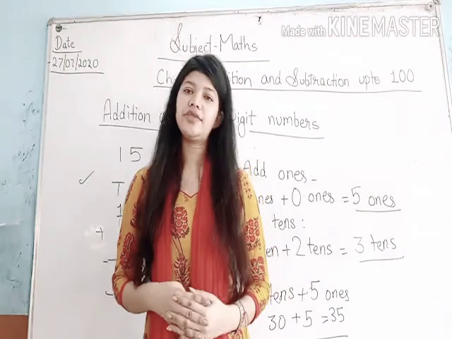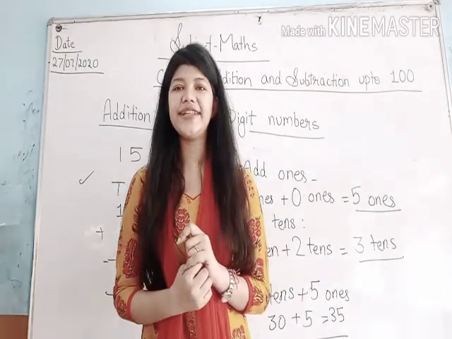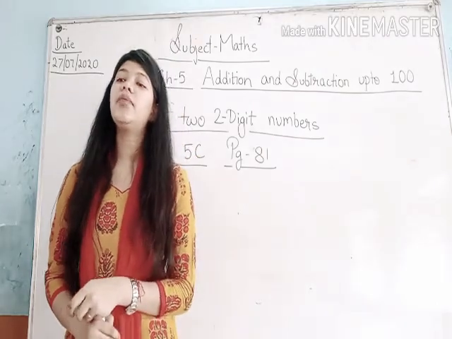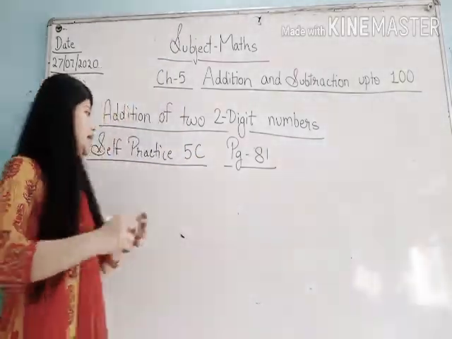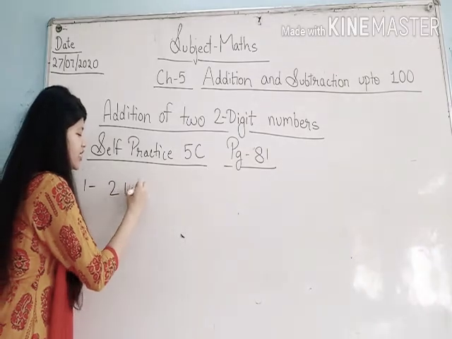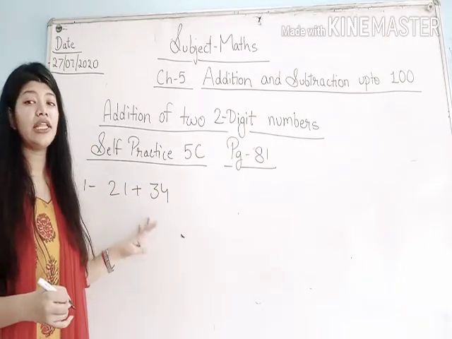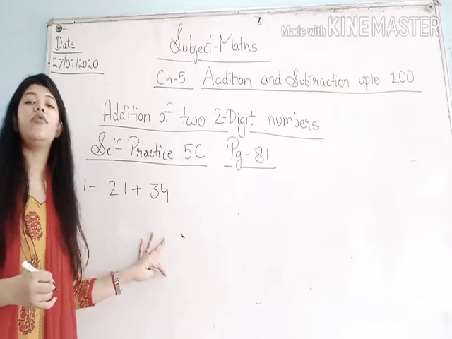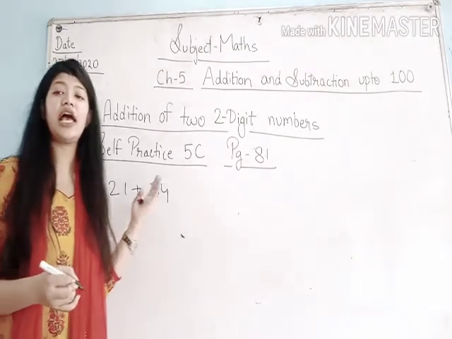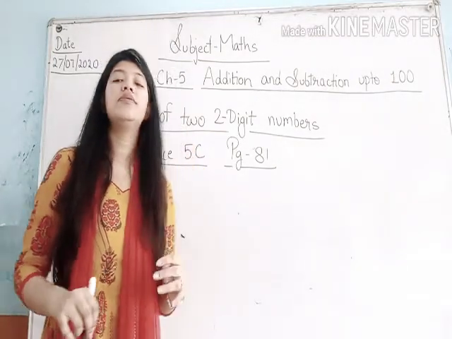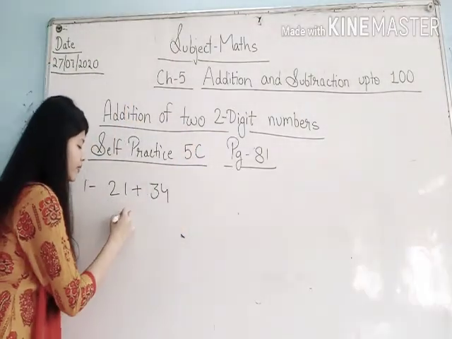Now students, let's come to the next exercise that is given on page number 81, Self-practice 5C. Please open that page. Let's see the first one: 21 plus 34. So let's add 21 plus 34. First, we will arrange the numbers under the column of ones and tens. Students, this has already been done for you in the book. So now let's add.